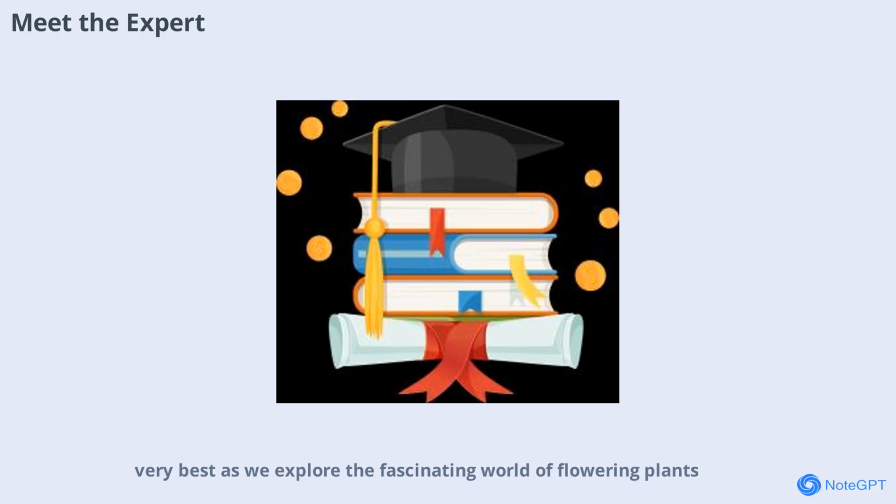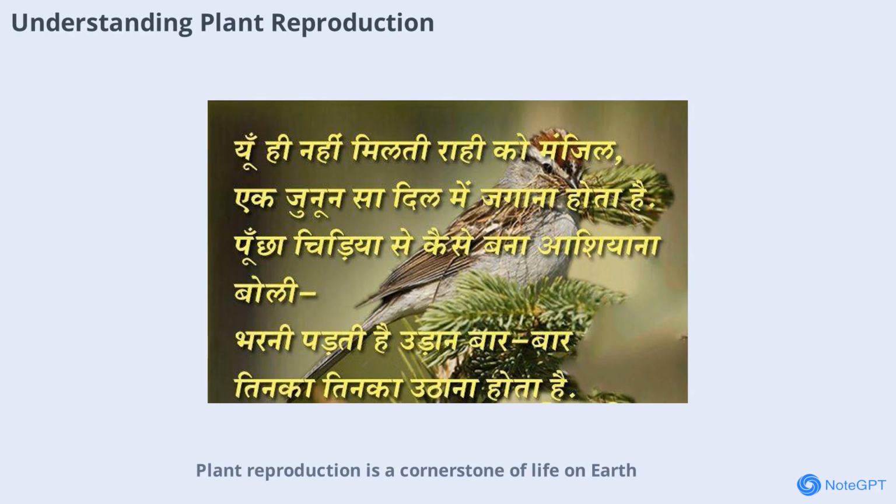of flowering plants. Plant reproduction is a cornerstone of life on Earth, ensuring the continuation of species and the creation of new varieties. In flowering plants, sexual reproduction involves the fusion of male and female gametes, leading to the formation of seeds. This process not only maintains genetic diversity, but also allows plants to adapt to changing environments. By studying plant reproduction, we gain a better understanding of how ecosystems thrive and evolve. Let's now explore the specific process that makes this possible: pollination.